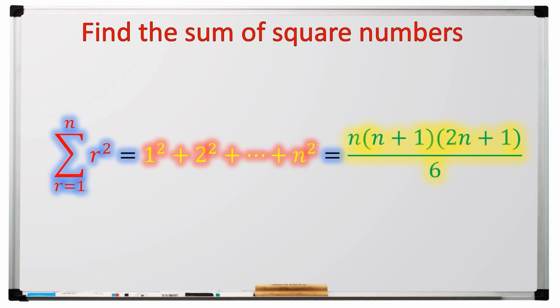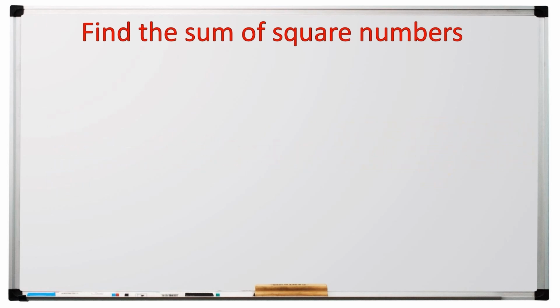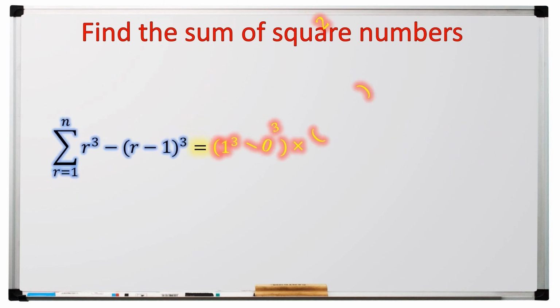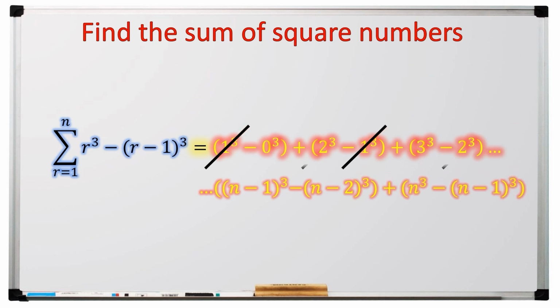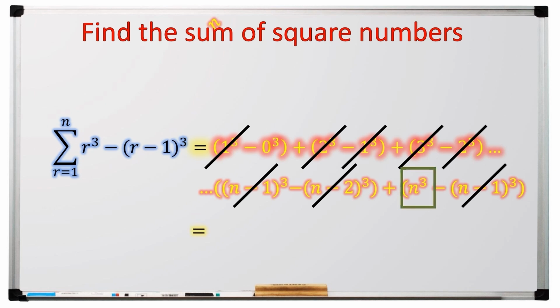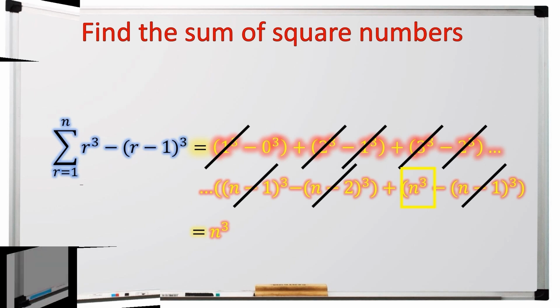Hello everyone, in this video we will demonstrate a sequence equation. To begin, we need a starting point, so we've chosen this equation. We've simplified it by omitting 1 power 3 with negative 1 power 3, and similarly for 2 power 3 and negative 2 power 3. Consequently, the right side of the equation simplifies to n power 3. We can say sigma r power 3 minus r minus 1 power 3 equals n power 3.